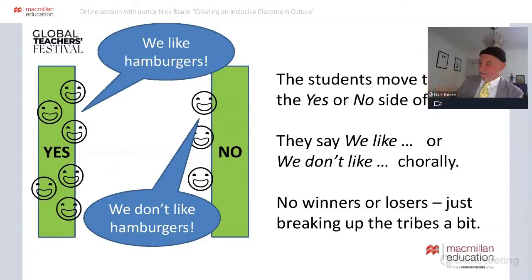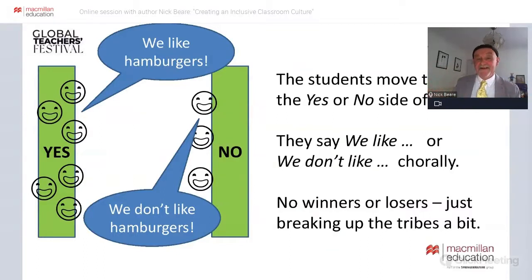Same with the other group. The no group, let's hear from you. We don't like hamburgers. Again, louder. We don't like hamburgers. One more time. We don't like hamburgers. Those people have been working together as a group, which they may not do normally. It's a fantastic little activity because it's so simple, so easy, and quick.